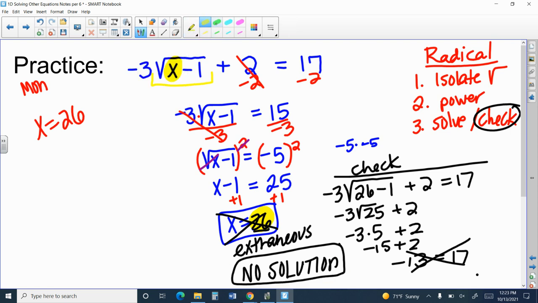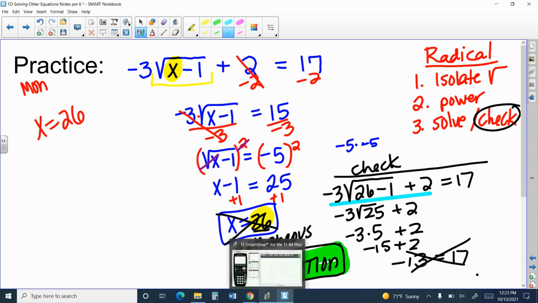So on this one, the algebra actually looked great. Everyone got the 26, but we want to remember to check. One other thing I want to point out, you don't want to do all this algebra. You can always plug this into the calculator. You could plug the left side of the equal sign into the calculator. I'm going to show you what that would look like.